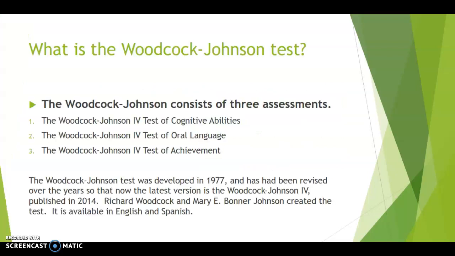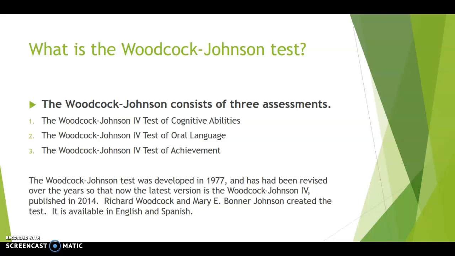Now, what is the Woodcock-Johnson test? There's actually three of them, three different kinds of assessment. There's the Woodcock-Johnson cognitive abilities, there's the test of oral language, and the one that I will be covering in this presentation is the test of achievement.